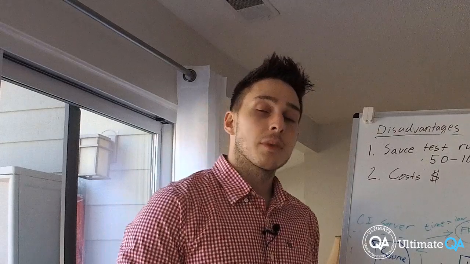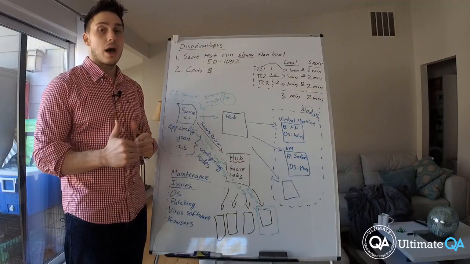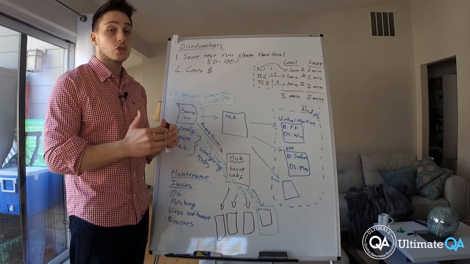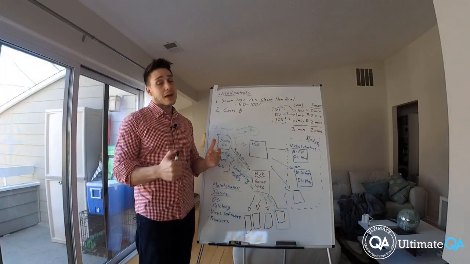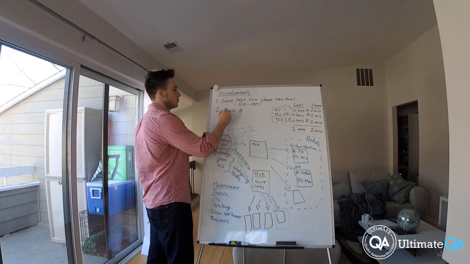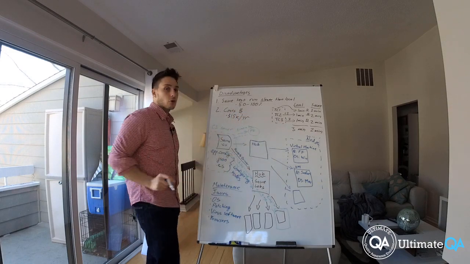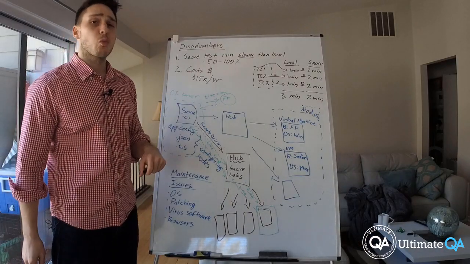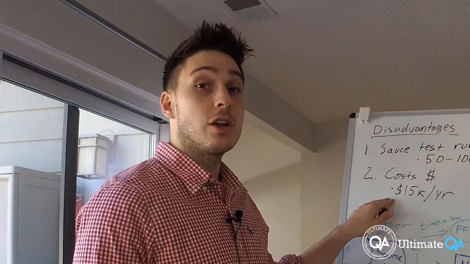If that engineer is making about $100,000 a year, which is again on the low end, I'm keeping everything on the low end just to see how even the low-end scenario will work out, that means it's costing the company $15,000 per year to maintain your grid. But that's not the worst part. The worst part is that there's opportunity cost.